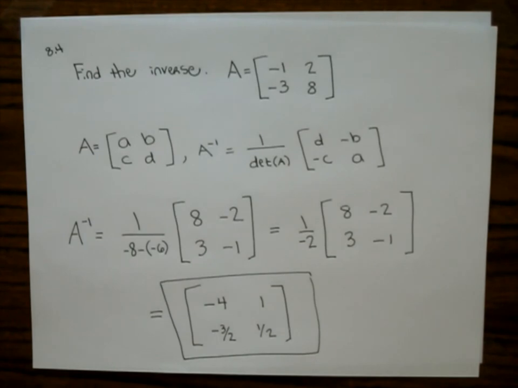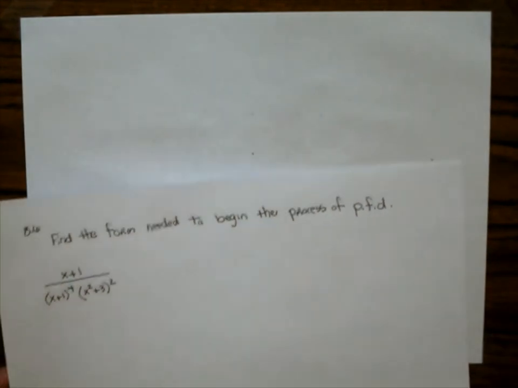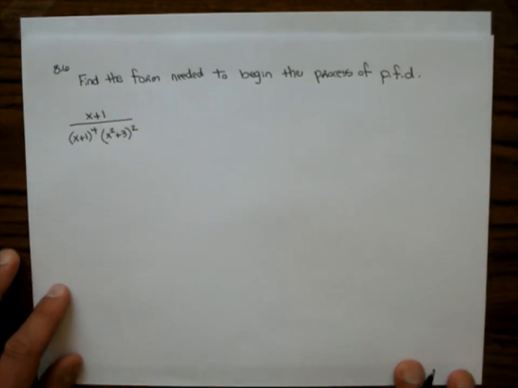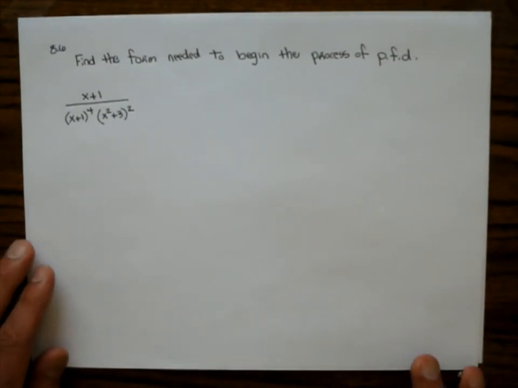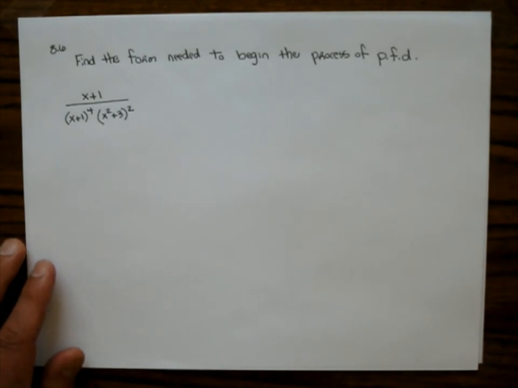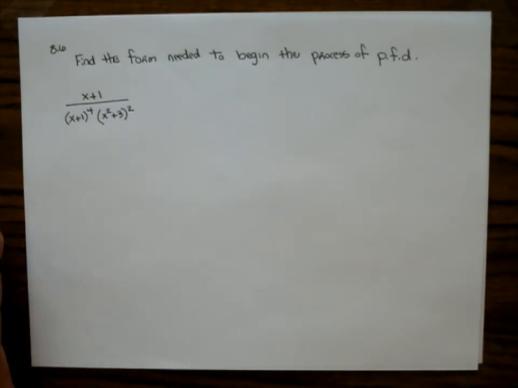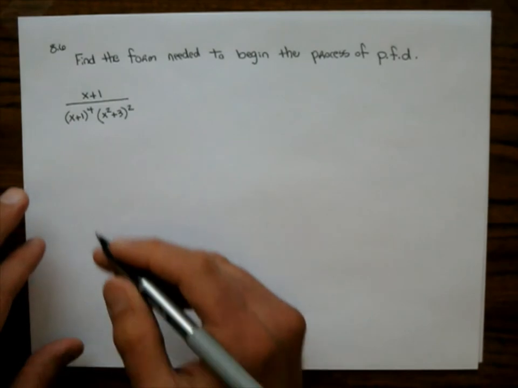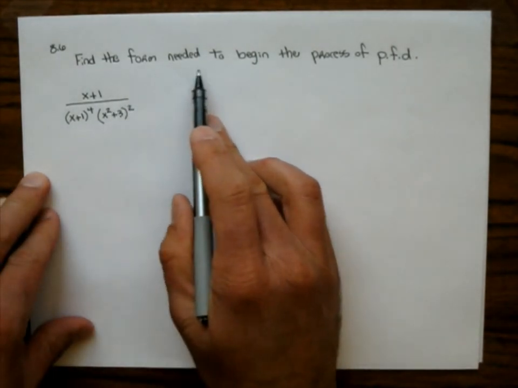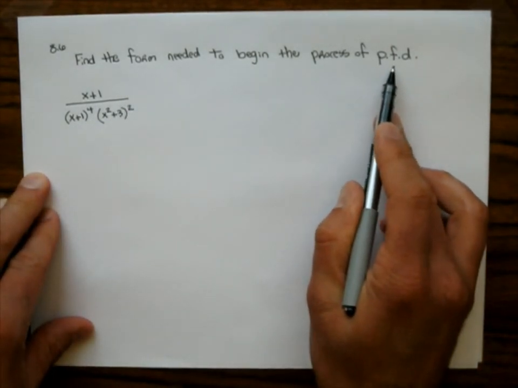Okay, let's go ahead and do the next problem here from 8.6. So we went 8.5, we did a problem from 8.4, where you were only asked to find the inverse of a 2x2 matrix in this class. If it's a 3x3 matrix, then you might as well just be in a linear algebra class. And I don't do that in this class. So find the form needed to begin the process of partial fraction decomposition.